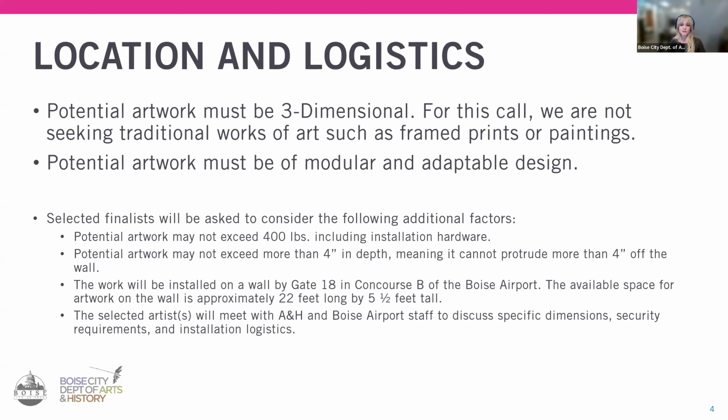This wall is by Gate 18 in Concourse B of the Boise Airport. The available installation space is approximately 22 feet long by 5.5 feet tall. So the wall is obviously bigger than this. This is just the available space for installation. And the selected artist or artist team will meet with us in the future, arts and history staff and airport staff, to talk details about final dimensions and weight, how to install it, and then some security requirements because this is on the secure side of the airport.